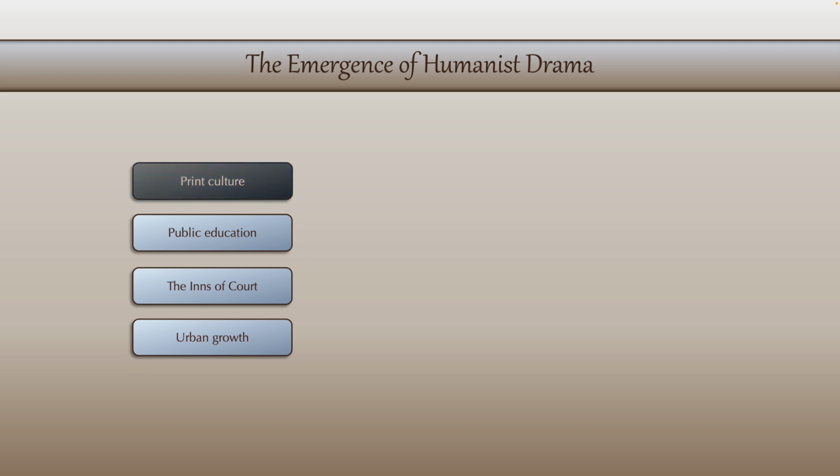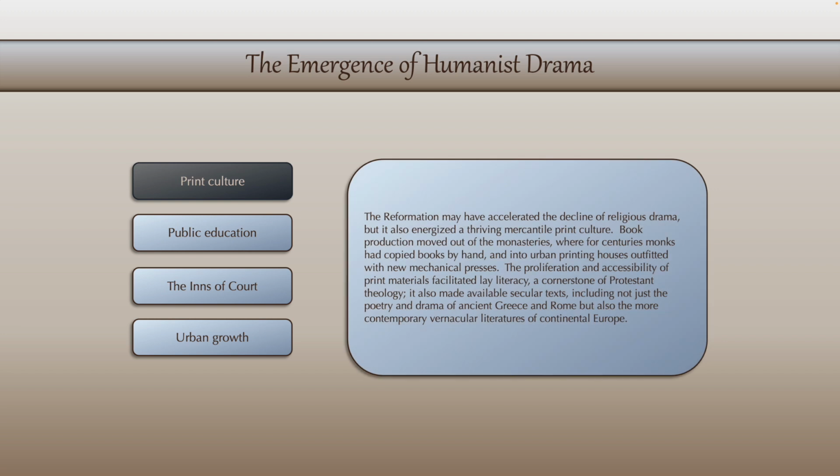So starting with print culture, the Reformation may have accelerated the decline of religious drama in Europe, but it also energized a thriving mercantile print culture. Book production in medieval times had been in the monasteries, where for centuries monks sat in their scriptoria copying books out by hand. And so the book production moved into urban printing houses that were outfitted with new mechanical presses that could produce books at relatively remarkable speeds compared to the old method of handwritten books. The proliferation and accessibility of print materials during this period then facilitated lay literacy.